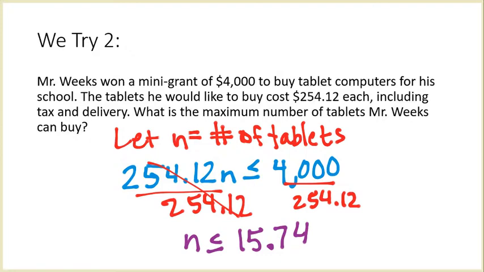Which is all well and good, but let's think to ourselves, so what does this actually mean? Can I have 0.74 of a tablet? Of course not. So he's going to actually have to buy a little bit less than what you would originally think, and he can only buy 15 tablets.